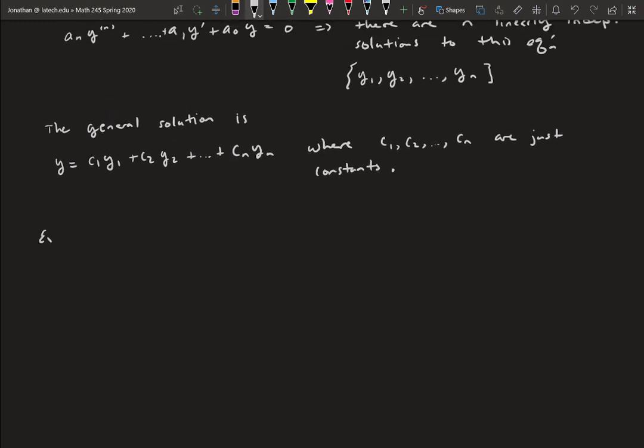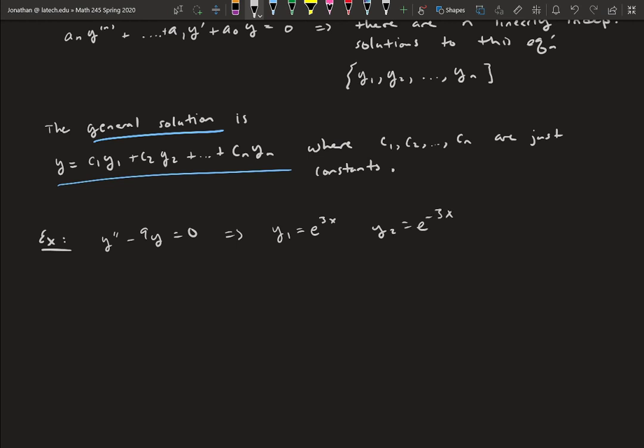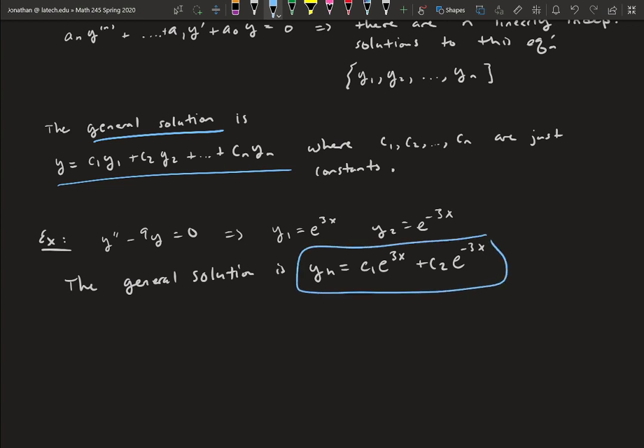Another example. I'm not going to tell you how to get these, but y double prime minus 9y equals 0. The independent solutions are y1 equals e to the 3x and y2 equals e to the negative 3x. So then the general solution, we'll call it yh, equals c1 e to the 3x plus c2 e to the negative 3x. And that would be the general solution to the differential equation.